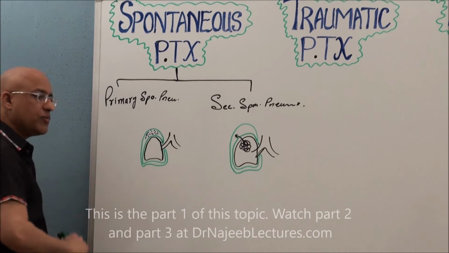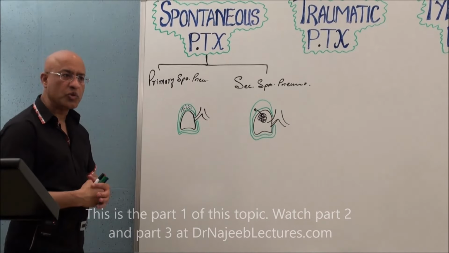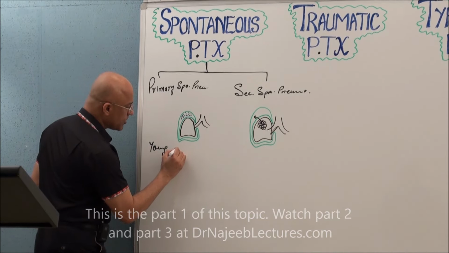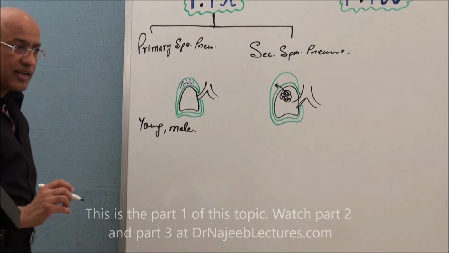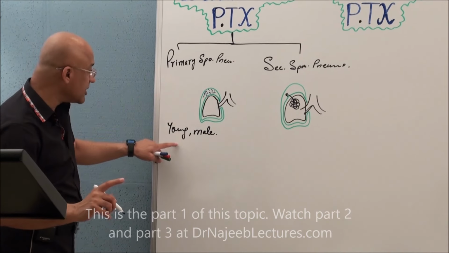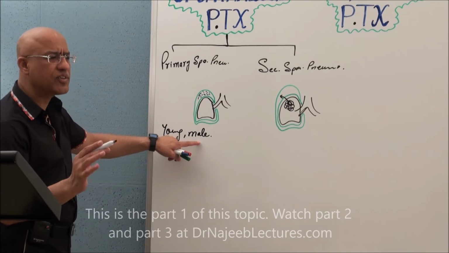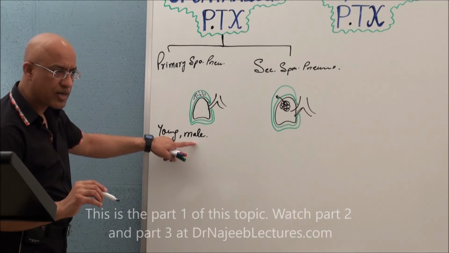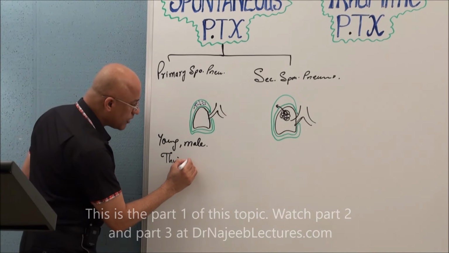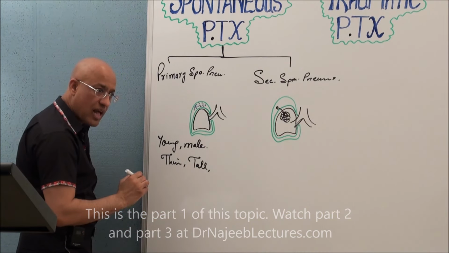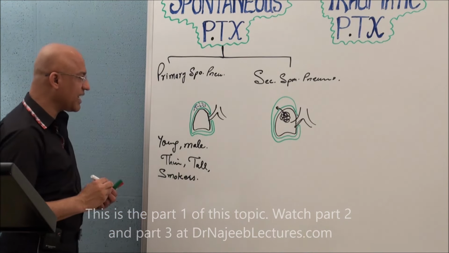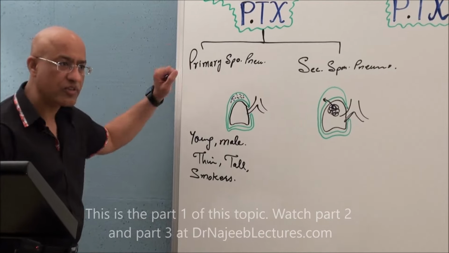Now, what are the patients in which primary spontaneous pneumothorax occurs? Usually these are young males. It can occur in females but less commonly. Primary spontaneous pneumothorax is most commonly seen in young males around the age of teenagers, or usually less than 30, right? And yes, they are thin, tall, young males, and usually smokers. Smoking enhances the risk of primary spontaneous pneumothorax.